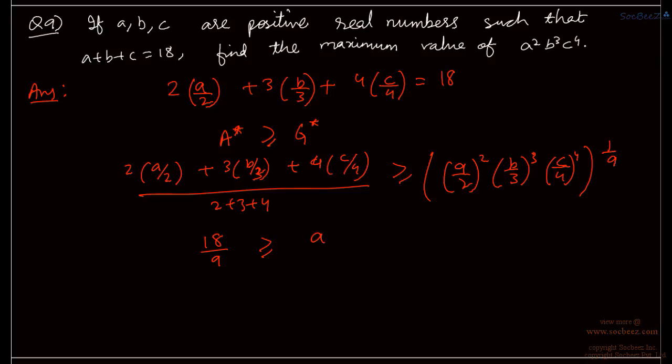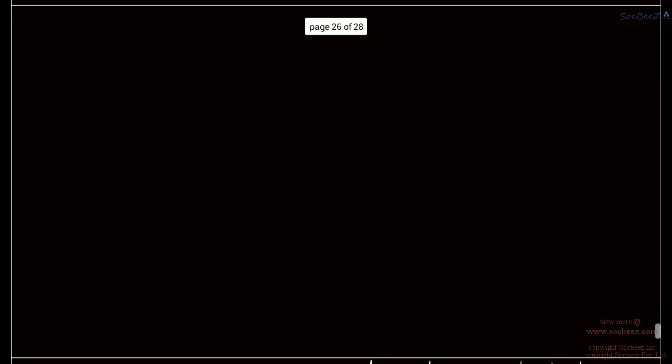Now let us simplify the right hand side. The right hand side is a squared b cube c power 4. This is why we wrote it this way. Now we get the required value, a squared b cube c power 4, and now we can find out its maximum value. The denominator is 2 squared 3 cube 4 power 4, all to the power 1 by 9. Just reversing the inequality and raising both of them to the ninth power, we get a squared b cube c power 4 by 2 squared 3 cube 4 power 4 is less than or equal to 2 power 9. Right? So this is what we get. Now let us simplify this.